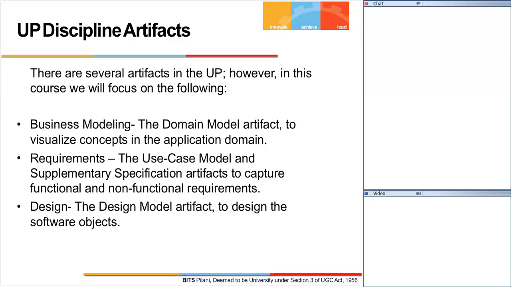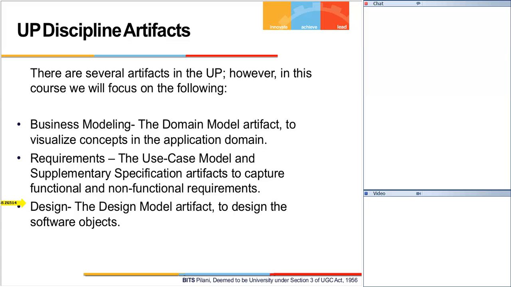So your domain model, which is an outcome of the business modeling, will be the one that we will look at. The requirement model, which specifically produces the use case model, right? And this is the model that we're going to look at today as well. And finally, the design model. So these three important artifacts, which are created during the various disciplines of the unified process, is what we are going to look at.